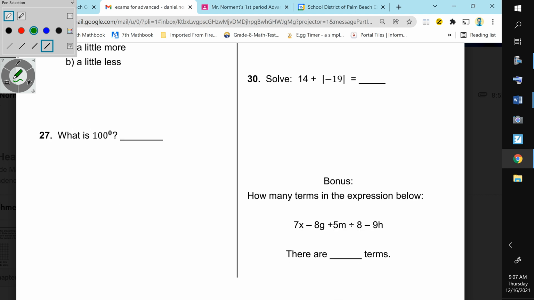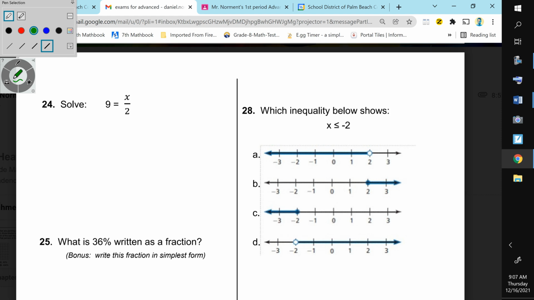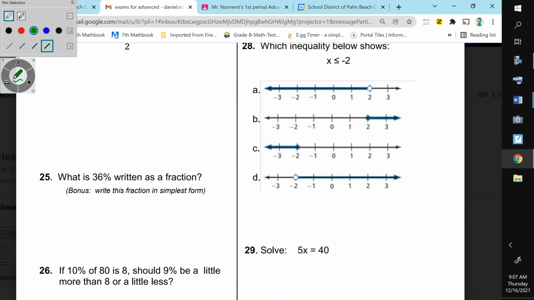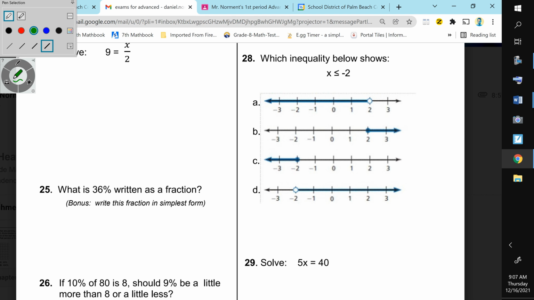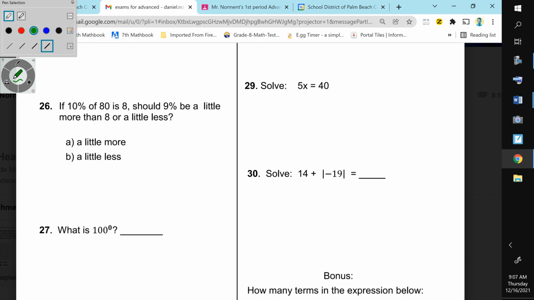27, you get no help. We've done that so many times. Number 28, which inequality below shows that there's really, you better figure this out because of this and because of this. Those are your 2 hints. Number 29, you need to divide both sides by 5, okay? Cross out the twins, and x is going to equal something.